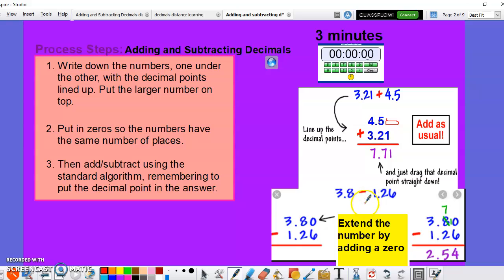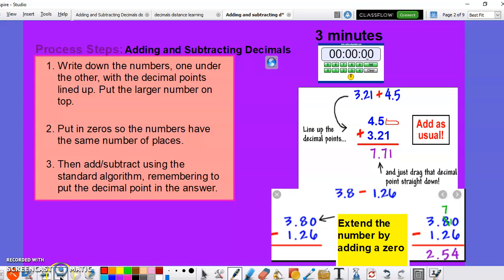Same thing if we are subtracting. I have 3 and 8/10ths minus 1 and 26/100ths. I put my larger number on top, which is the 3 and 8/10ths. I put a 0 here to extend out that number so that there's a number in each place value. And then I subtract as normal. Here we would have to regroup. This 8 becomes a 7, and the 0 becomes a 10. So then I can subtract as regular, as normal.